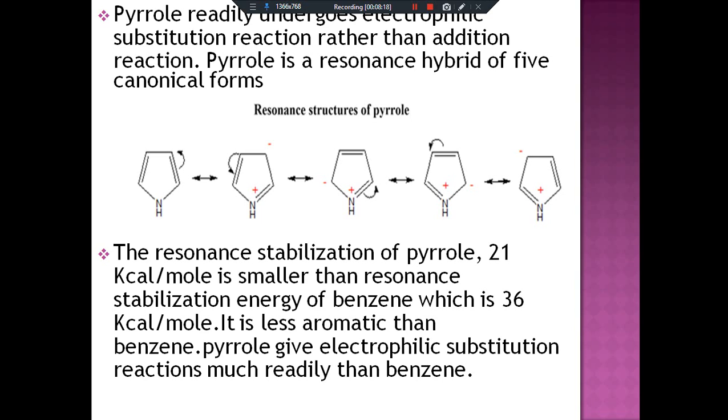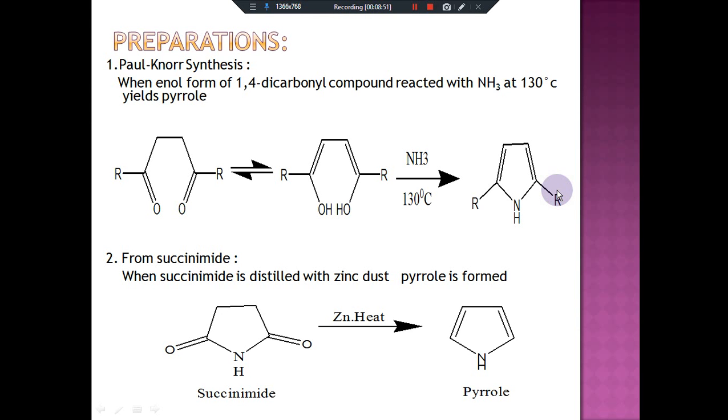If we see, these are the 5 resonance structures of pyrrole. This is pyrrole. The pi bond shifts like this, forming a negative charge here. Automatically the lone pair of electrons and the plus present here form a double bond. Again this shifts, negative, double bond. Again this shifts, giving the final structure.